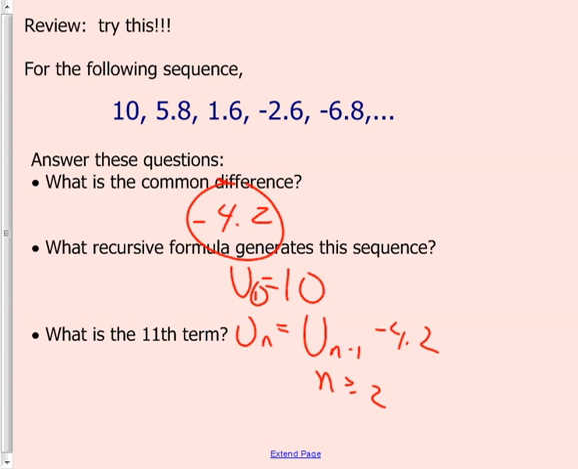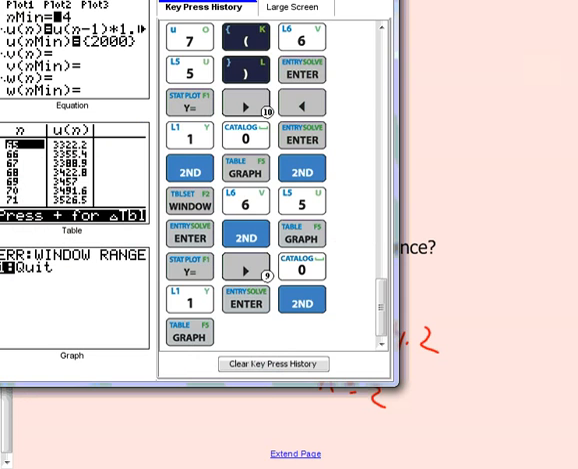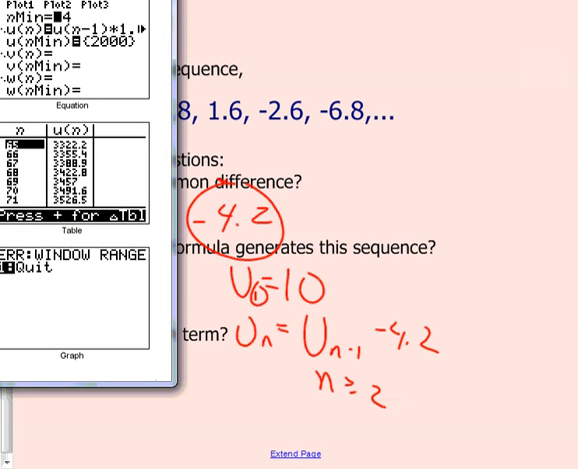All right, now what is the 11th term? It'd be really handy if this was in the calculator to get the 11th term. So I want to remind you how this one, where it starts at 10 and it drops 4.2 each time, how we would do that on the calculator. All right, so get your calculator up.